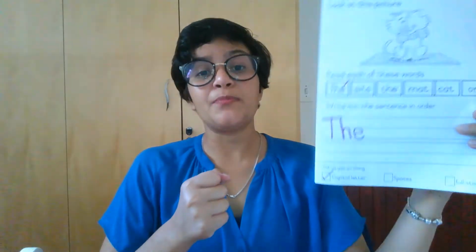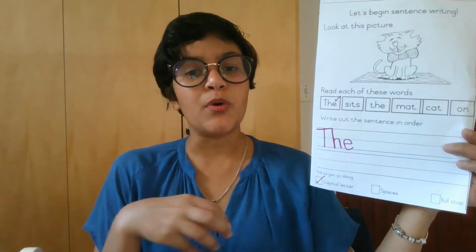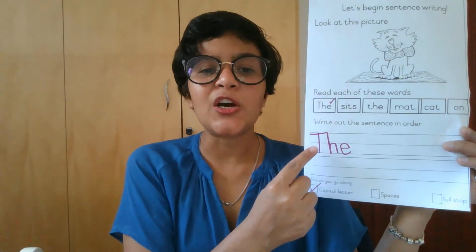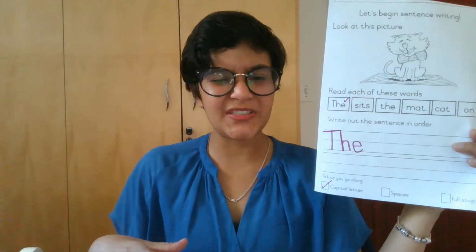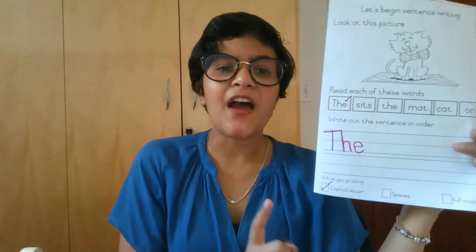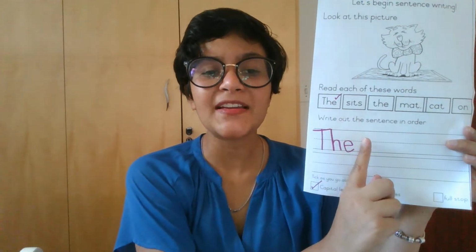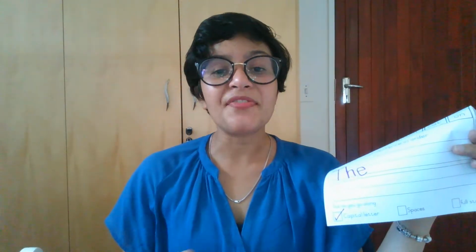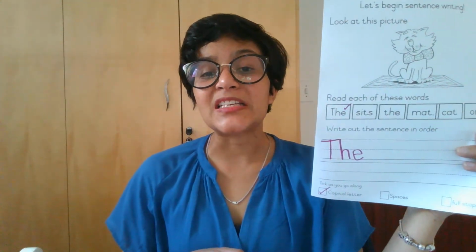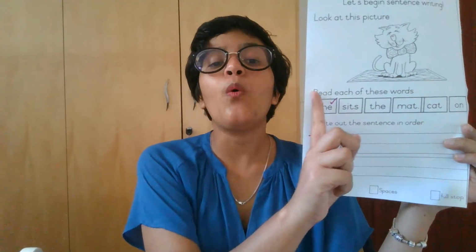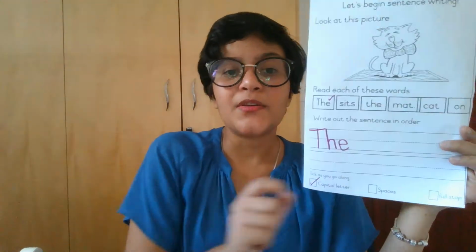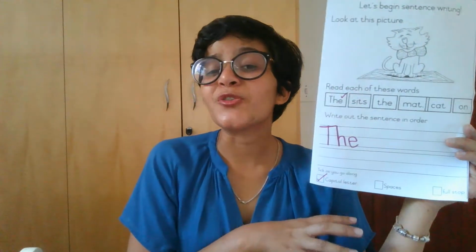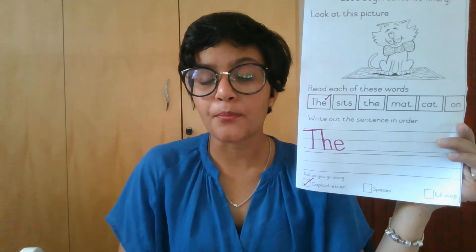I started off, remember, a sentence starts off with a capital letter. So over here, this word has a capital letter, so I copied it over here. I did do it yesterday, that's why it's already written. After this word, I'm going to put a finger space before my next word. I want the sentence to be, the cat sits on the mat, and all those words are over here. Remember, after each word, you're going to have a finger space. And at the end of your sentence, you are going to have a full stop.